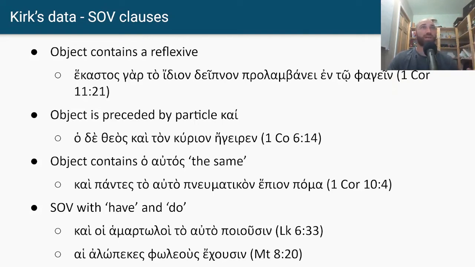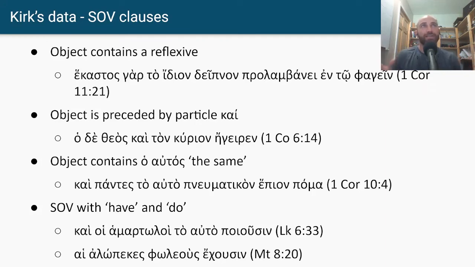One, she says, objects sometimes contain a reflexive in this kind of order for SOV. So we have 1 Corinthians 11:21. She also includes things like to idion, which is what we'll see here. So she says, hekastos gar to idion deipnon prolambanei en tw phagein. So this is, again, 1 Corinthians 11:21. So we have hekastos, each, as the subject. To idion deipnon, his own meal, is the object.